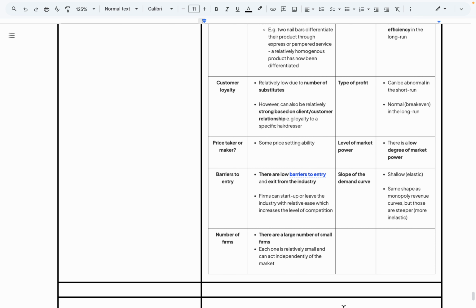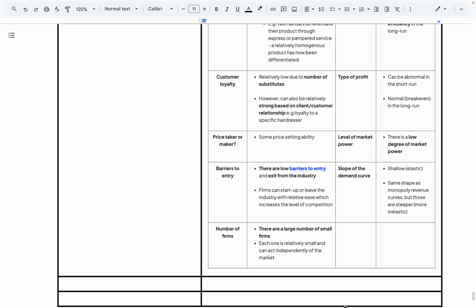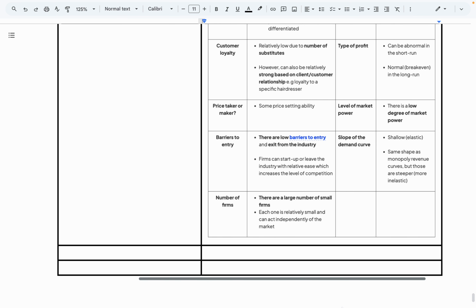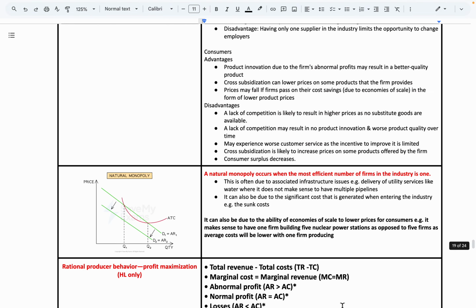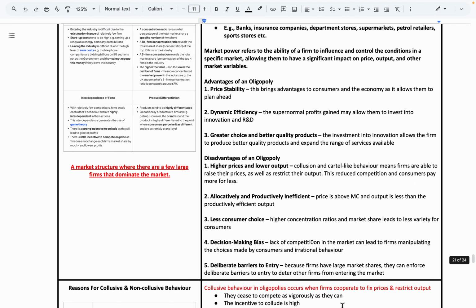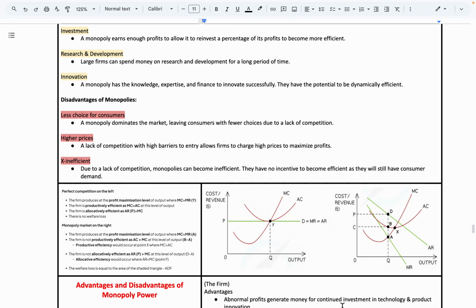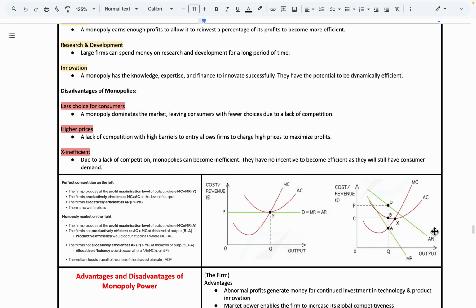The slope of demand is shallow, it's elastic, and the revenue has the same shape as monopoly revenue. Oligopolies, monopolistic competition and monopolies all basically have the same looking diagram, except it has to do with steepness. But if you generally draw the idea, then you're fine.